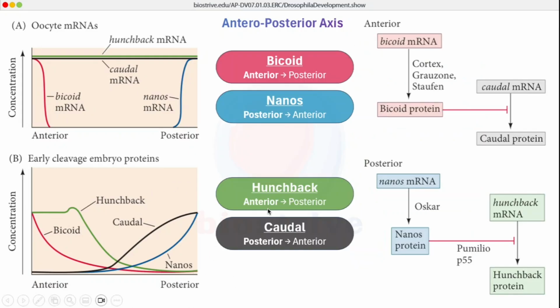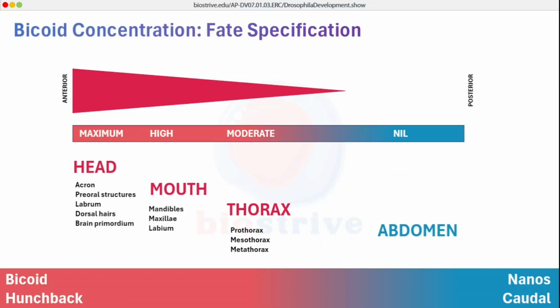And how is it done? Bicoid mRNA will be translated into bicoid protein, and this bicoid protein will inhibit the translation of the caudal mRNA into caudal protein. Similarly, nanos mRNA will be translated to nanos protein, and this nanos protein will inhibit the translation of hunchback mRNA to hunchback protein. That is why at the anterior end we have bicoid and hunchback, and at the posterior end we have caudal and nanos. This bicoid concentration also determines the fate of various regions of the anterior portion.